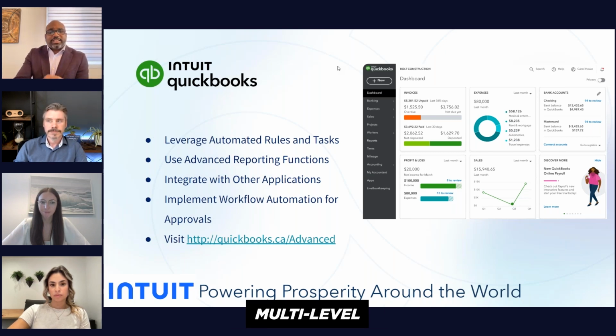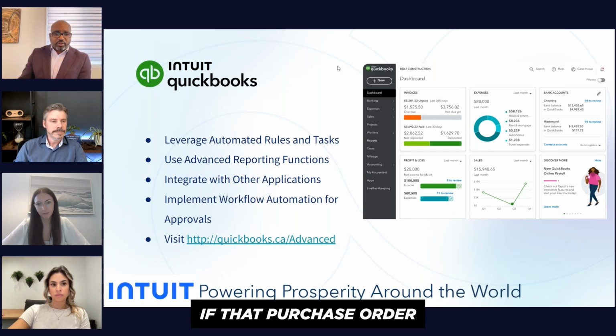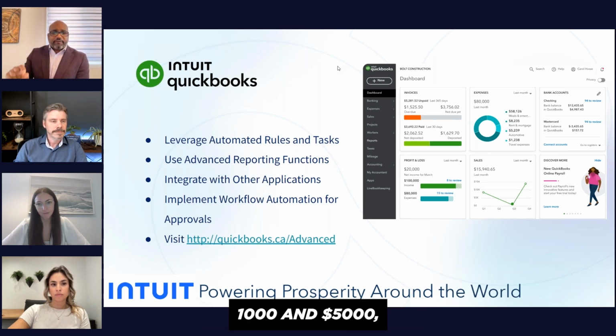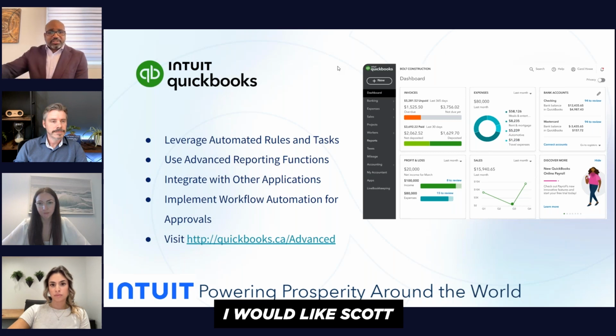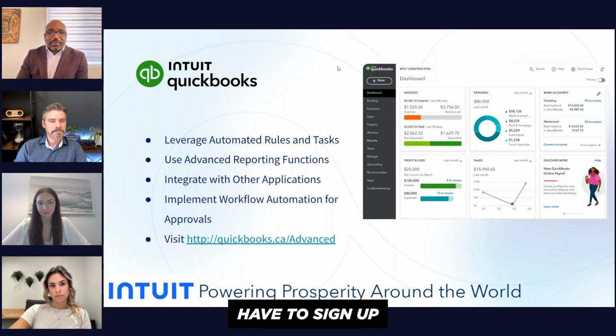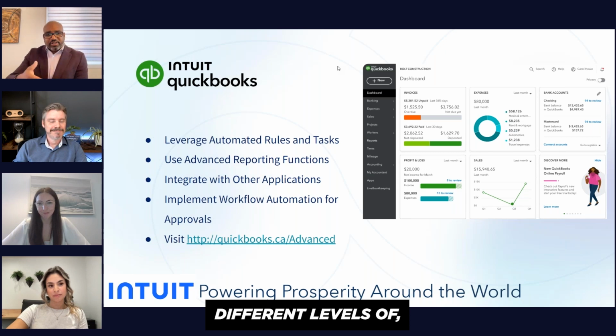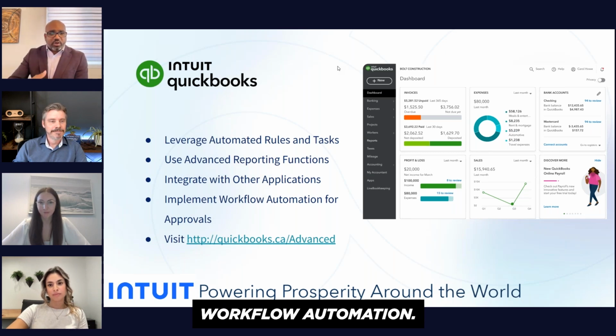We can even do multi-level approval workflows, so that I can say, if that purchase order is between $1,000 and $5,000, I would like Scott to be the approver on it. But if it's between $5,000 and $10,000, Melissa is going to have to sign off on that one too. And so we can do these different levels of workflow automation.